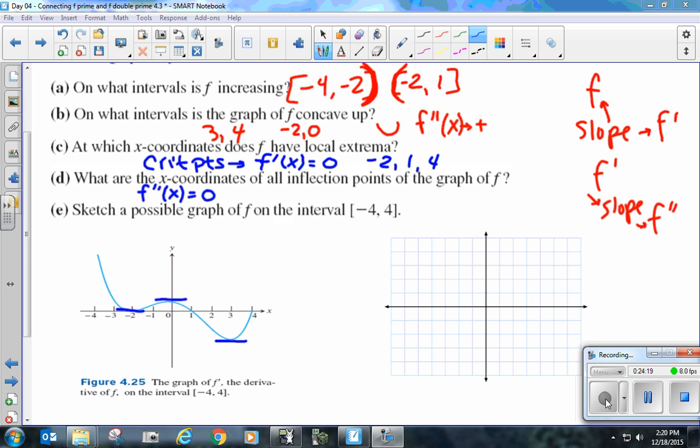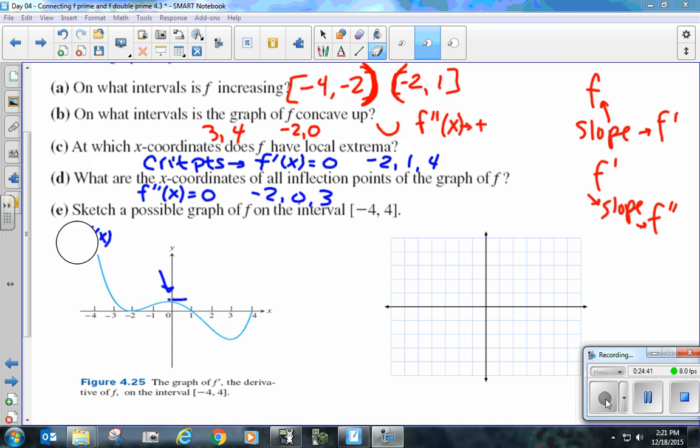Yeah, the slope, this is f prime, right? The slope will be f double prime, wouldn't it? Which means the slope is 0 at this point. So that would be at x equals -2, 0, and it looks like about 3. One more, oh my goodness.